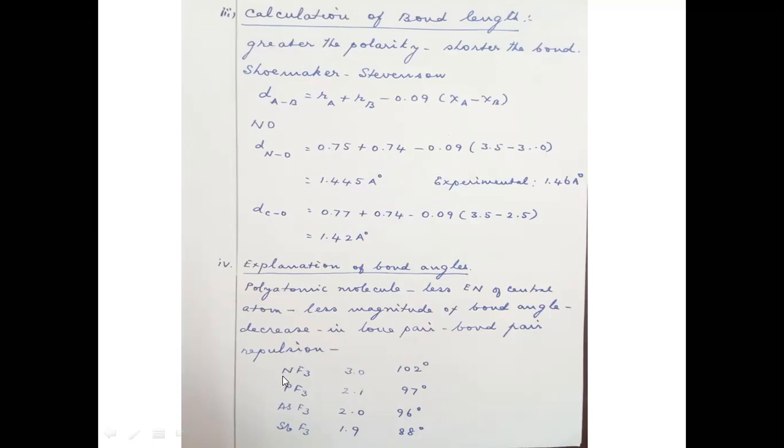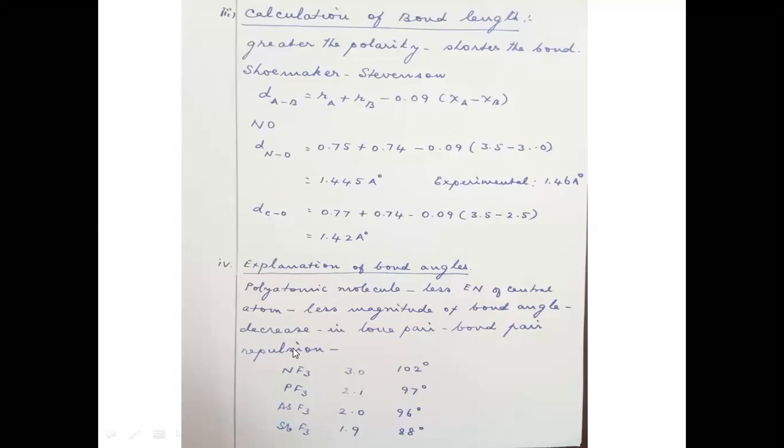So the bond pair lone pair interaction will be more if the electronegativity of the central atom is higher. In NF3, as the electronegativity of nitrogen is 3.0, the bond angle is 102 degree. In the case of PF3, the electronegativity of phosphorus is 2.1, the bond angle is 97 degree. In the case of arsenic, it is 2.0, so 96 degree. In the case of antimony, it is 1.9, so 88 degree.